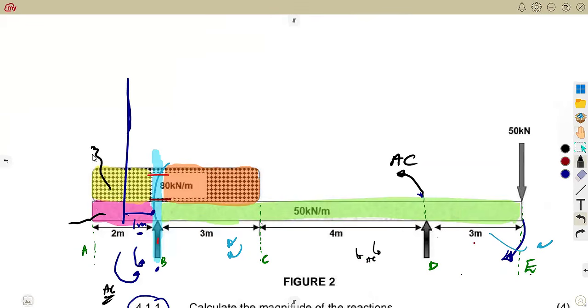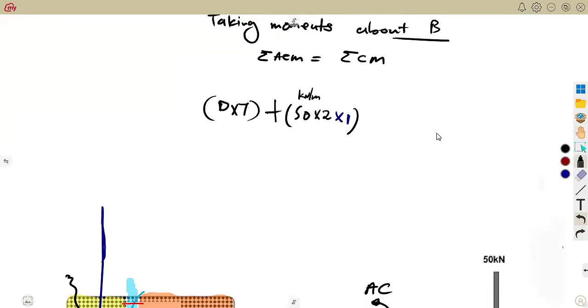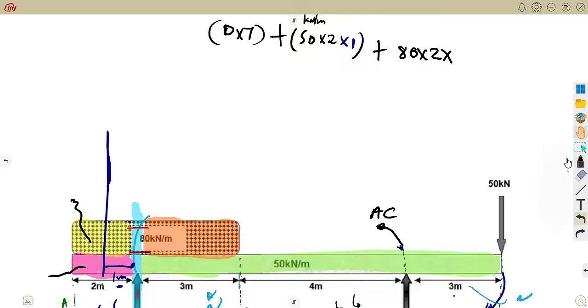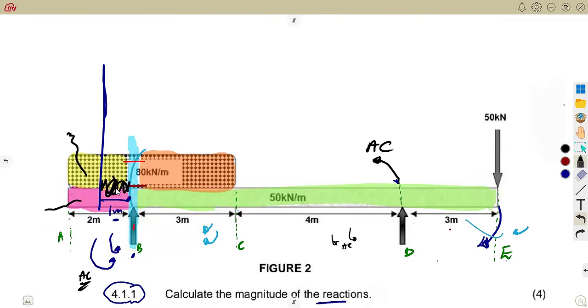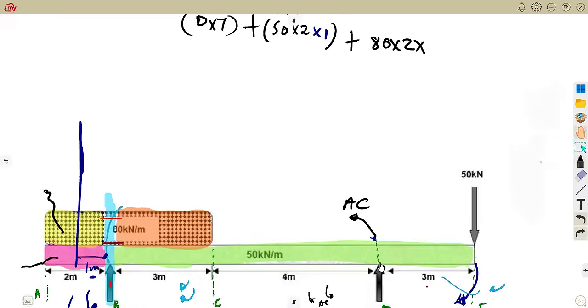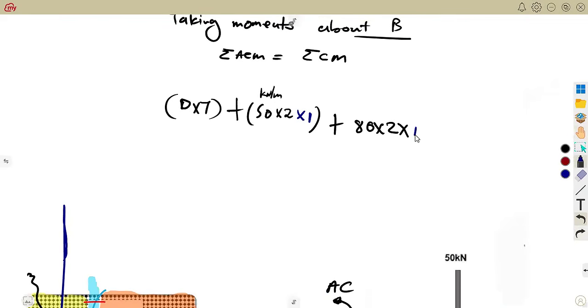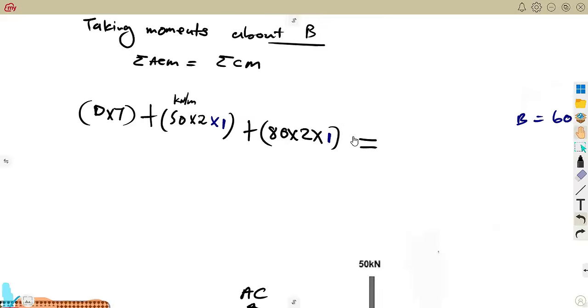For the 80 kilonewton, it has the same properties, guys. From the left side of B, it is covering 2 meters. So it's going to be 80 times 2, that will be 80 times 2 times the distance back to B. The distance back to B is 1 meter, 2 divided by 2. So this one is the distance back to the point B. All right? Is equal to, let's figure out the clockwise.